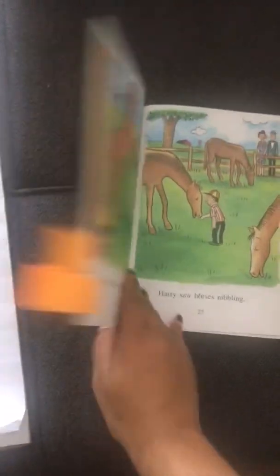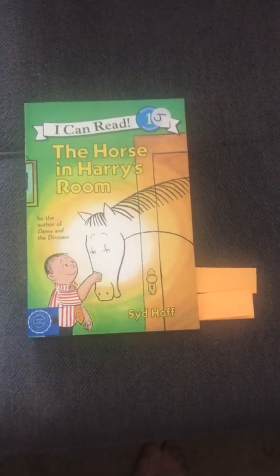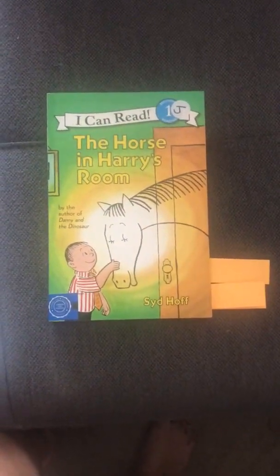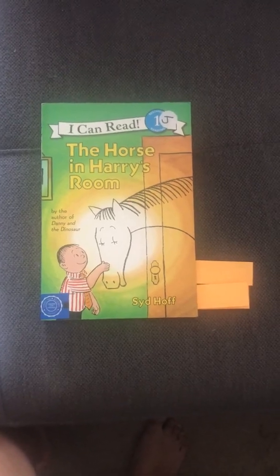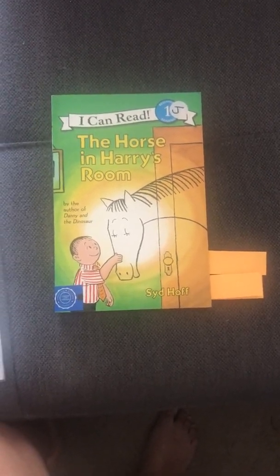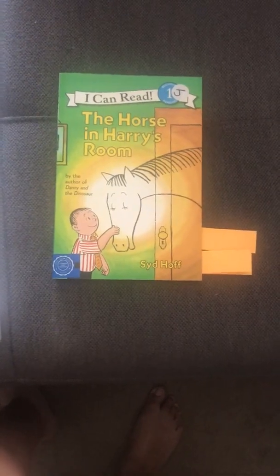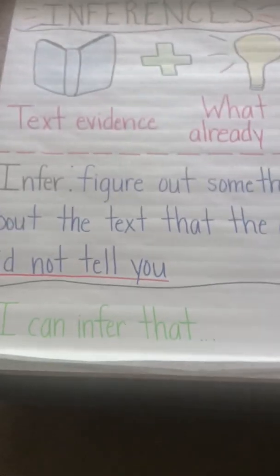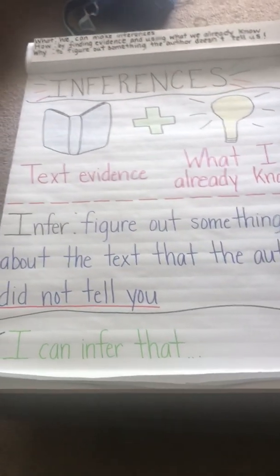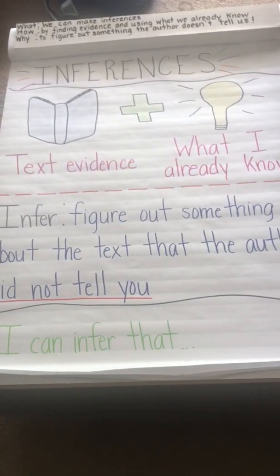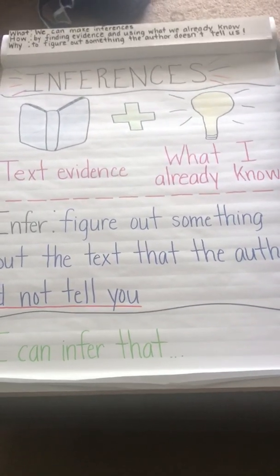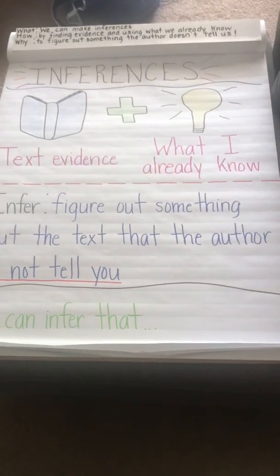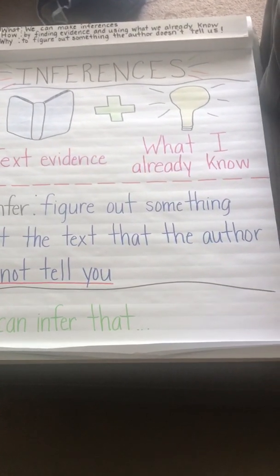Oh, good, you're back. So, we put all of our clues together. We already have background knowledge about a horse. Now we need to make a statement and make our inference. Are you ready? So, my inference is that I can infer that Harry's horse is actually an imaginary horse. Oh my goodness, did you guys say the same thing too?